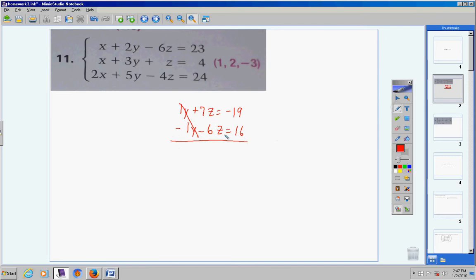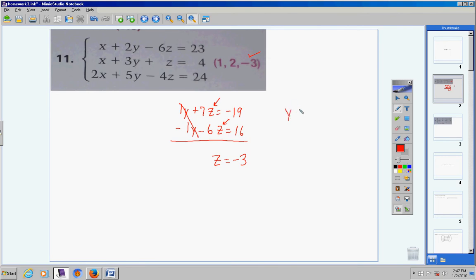Those cancel. I'm left with 1z equals negative 3. Well, 1z is z. Z equals negative 3. Check. Now, you're going to pick up your negative 3 and put it in for z here or here. Jonathan, it doesn't matter which equation you choose, okay? I'm going to choose the top one because I feel like it.